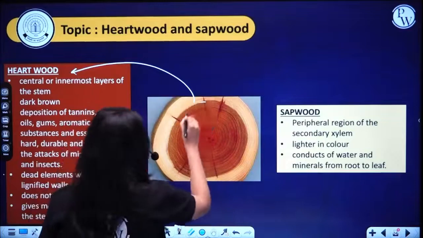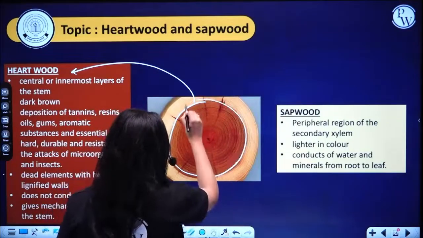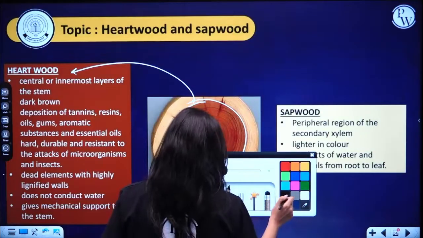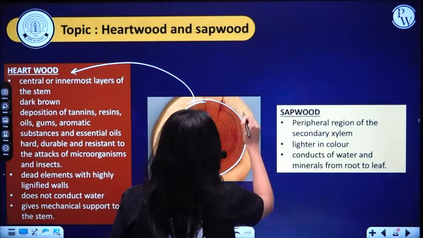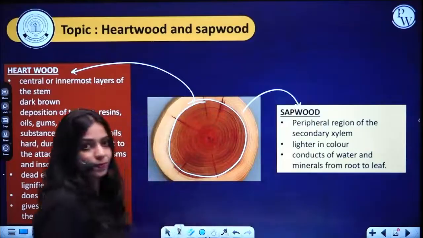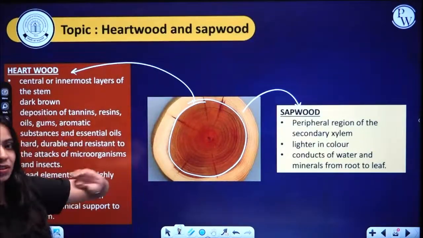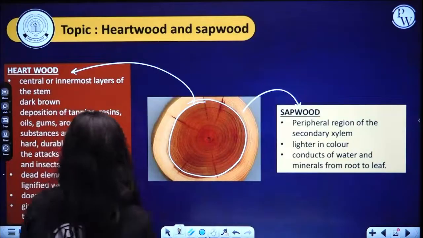The central dark region is called the heartwood. The surrounding lighter region is called the sapwood. Heartwood and sapwood are different from each other in certain things. I'll tell you what they are.